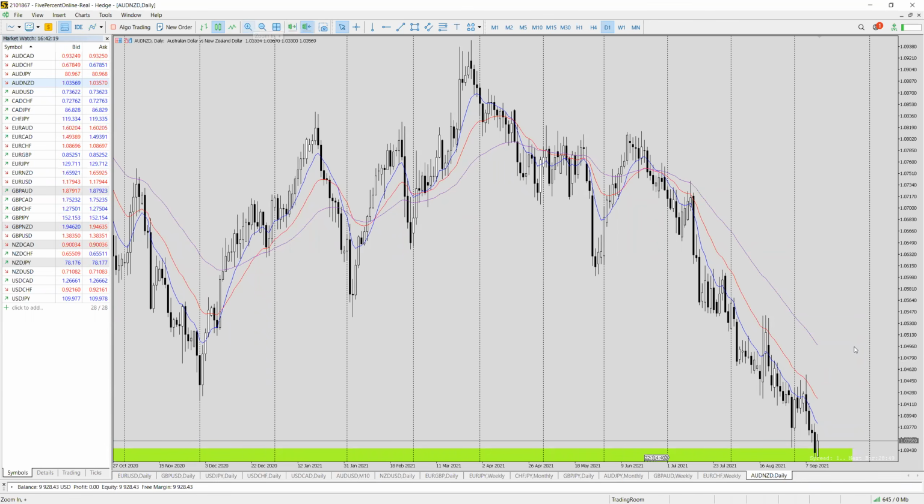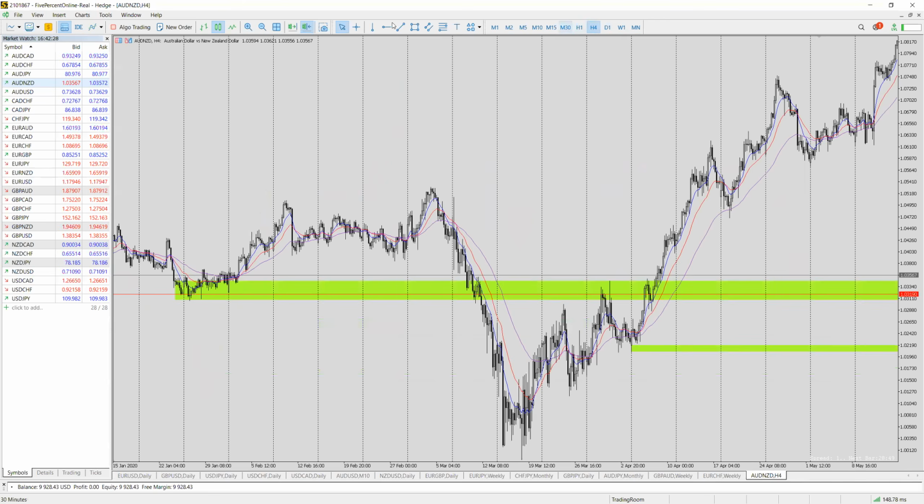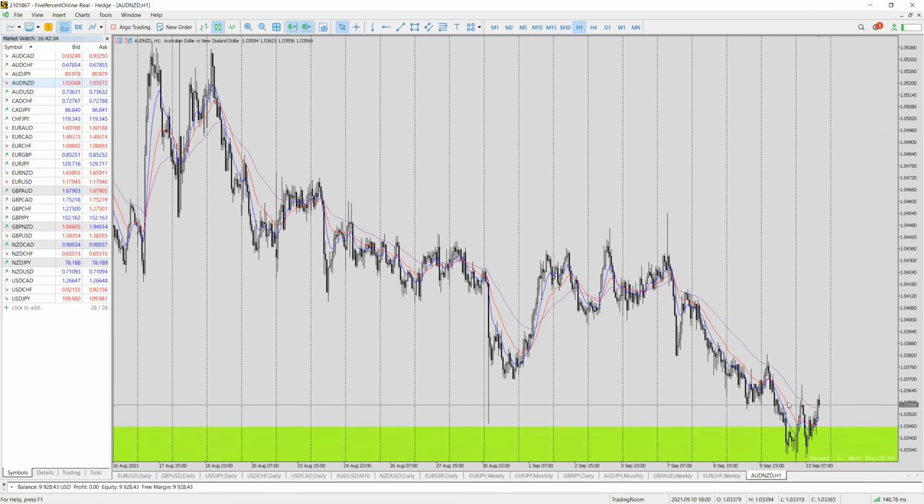If you're still short, consider moving your stop loss closer. If you're looking to go long, I would first wait for some confirmation. For example, closing above this area more or less could be a good starting point. Obviously, since it's a downtrend, you have lots and lots of supply zones above, so just be careful.